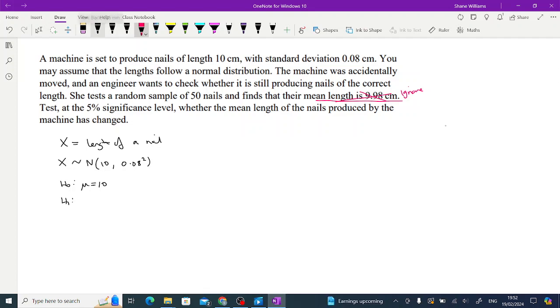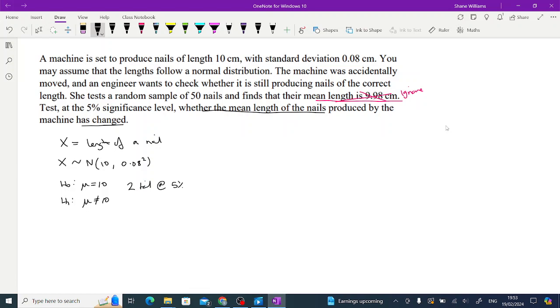So you choose the alternative not based on that, because you're ignoring that, but based on the words. So whether the mean length of nails produced has changed. Not increased or decreased, but changed. So that means we're going to do a two-tail test. So we're going to see if it's not 10. So two-tail at 5%.